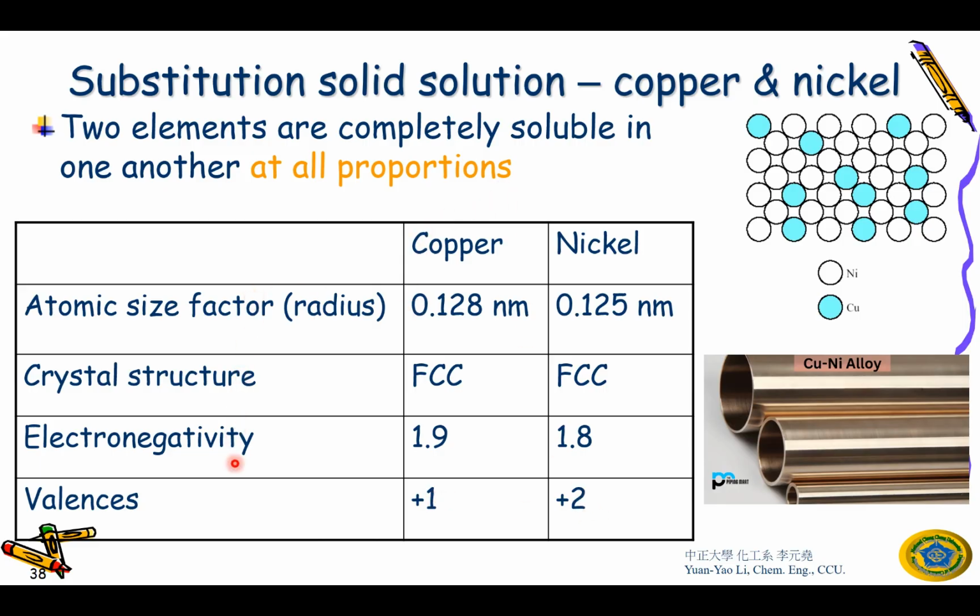according to these four factors, copper and nickel can mix with each other in all proportions: 50-50, 40-60, 90-10. Now that's all okay. So you can make this kind of alloy with any proportions.